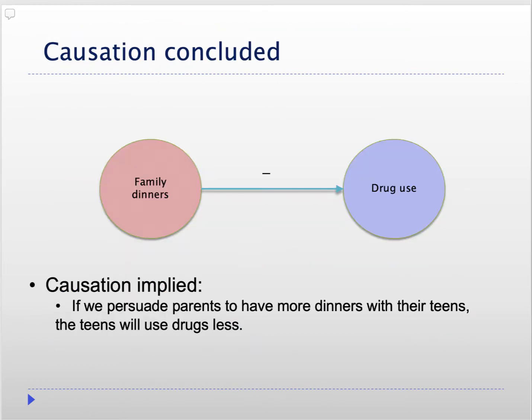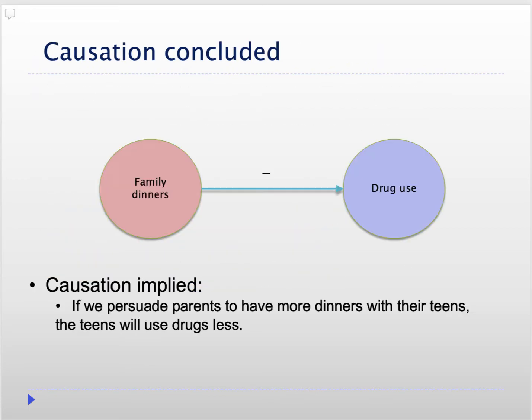Okay, so they concluded causation, and basically they said if you could persuade parents to have more dinners with their children, so remember this variable, they're trying to sweep it up, more family dinners. If they do, it will propagate in the direction of the arrow, and drug use will go down. Remember, opposite direction. So more family dinners propagates this way. As a consequence, less drug use, or fewer family dinners, more drug use.